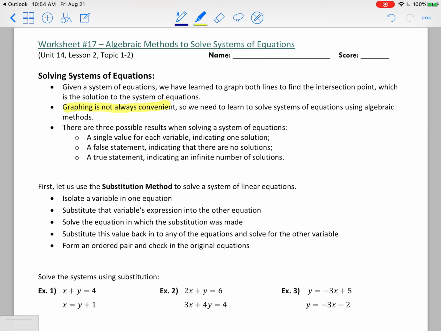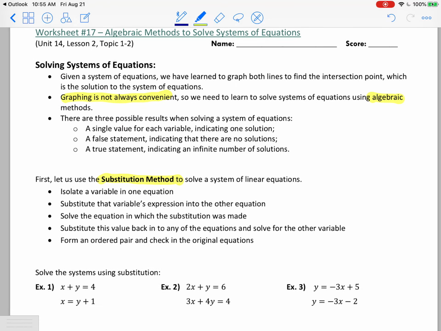We can't always come up with a graph, nor do we have time sometimes to do the graph. So we need to figure out some ways that we can use our algebra processes. One of the algebraic methods that we use is called substitution. So we have the substitution method here. We have our steps here that we need to go through for substitution.